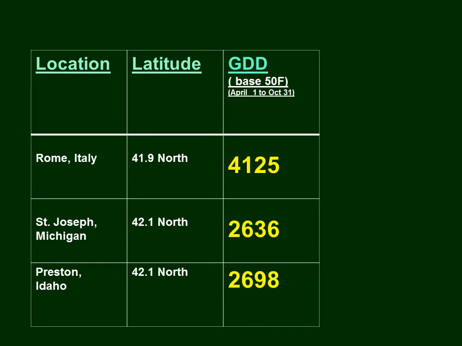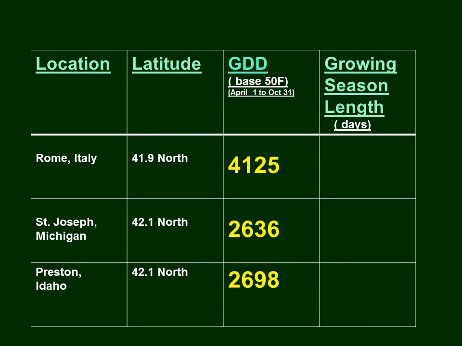So here are the data. And look how similar the growing degree day accumulations are for St. Joseph and Preston. Preston, without any large body of water near it, is what is called a continental climate. And it behaves quite differently, but not in terms of growing degree day accumulation from April 1 to October 31st, but that's not the whole story. Let's look a little deeper.